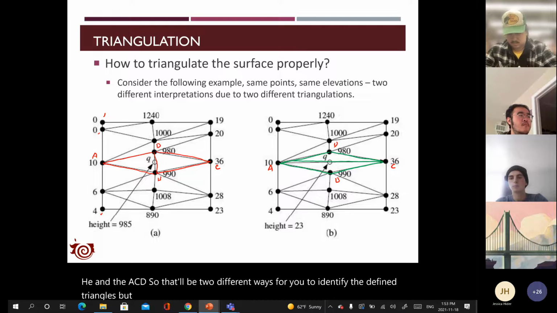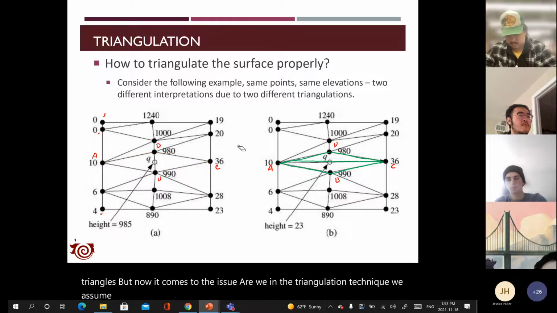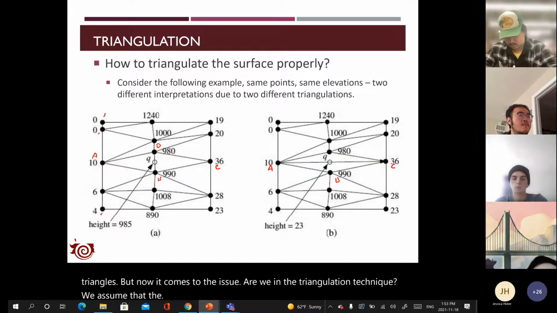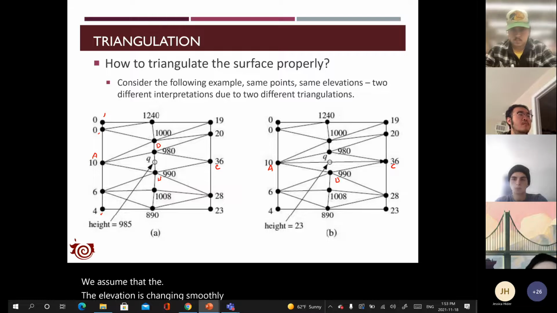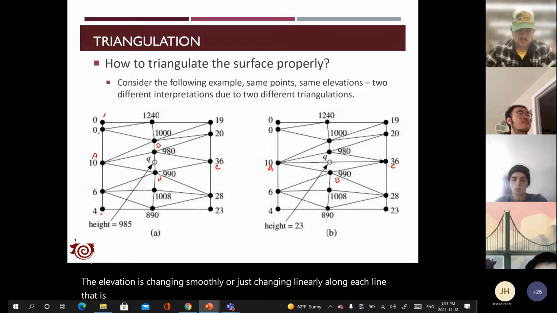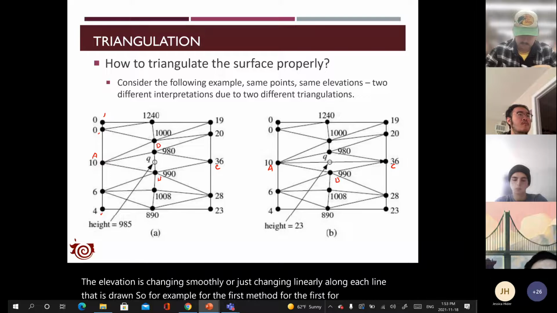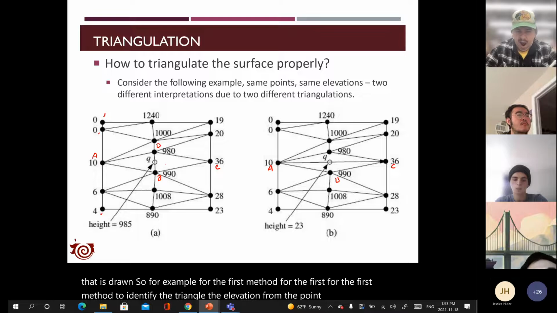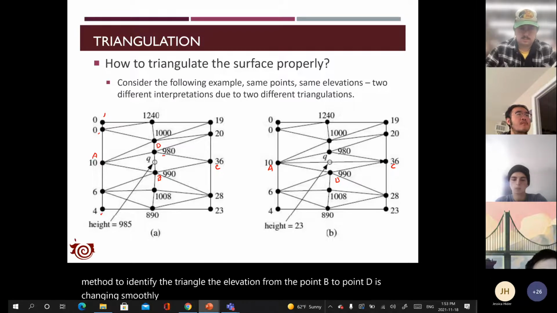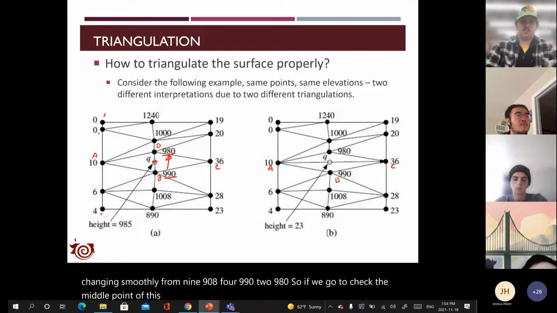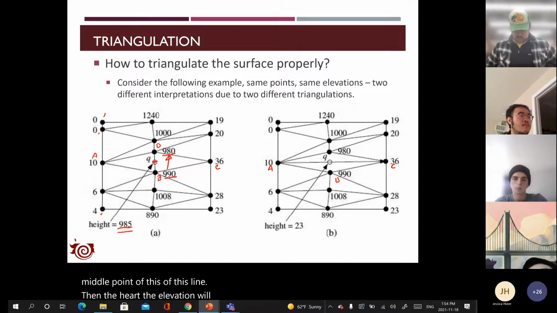But now it comes to the issue. In the triangulation technique, we assume that the elevation is changing smoothly, or changing linearly, along each line that you draw. For example, for the first method of identifying the triangles, the elevation from point B to point D is changing smoothly from 990 to 980. So if we check the midpoint of this line, then the elevation will be just the average of these 2 values.